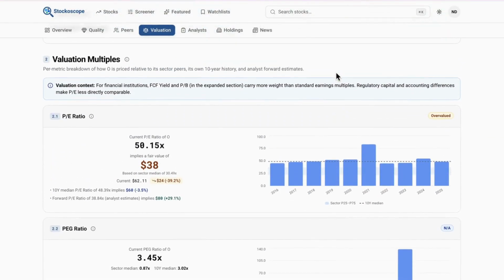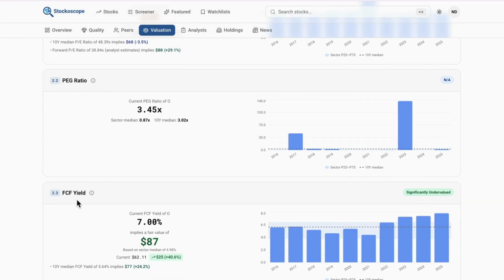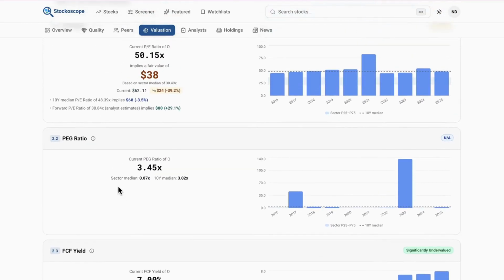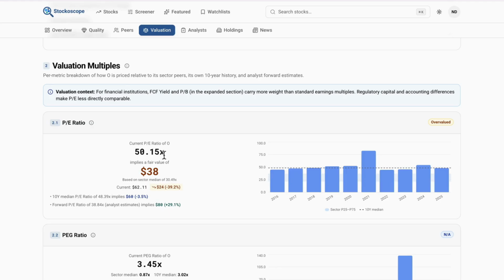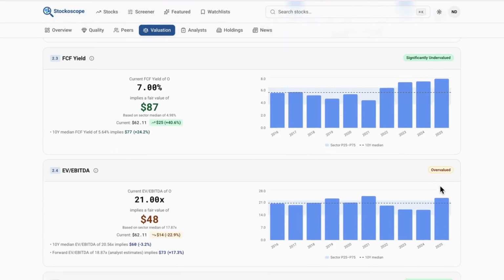The primary multiples are the price-to-earnings ratio, the PEG ratio, free cash flow yield, enterprise value to EBITDA, and enterprise value to free cash flow. Each card shows the current value next to the peer median, a composite score, the fair value implied by peers, and a chart of the metric's 10-year history overlaid against the sector range. A signal at the top of each card tells you whether the stock looks undervalued, fairly valued, or overvalued on that measure.